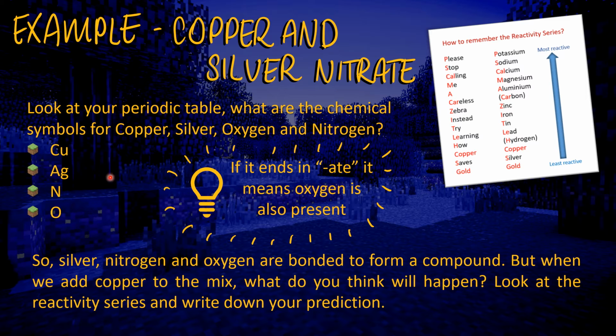Okay, the symbols are on the left now, so we've got Cu, Ag, N, and O. So copper, silver, nitrogen, and oxygen. Because it ends in -ate, silver nitrate, it means there's oxygen as well. So we've got silver, nitrogen, and oxygen bound together to form a compound. So these three here are all bound together to form a compound. So they're together, copper is just by itself.